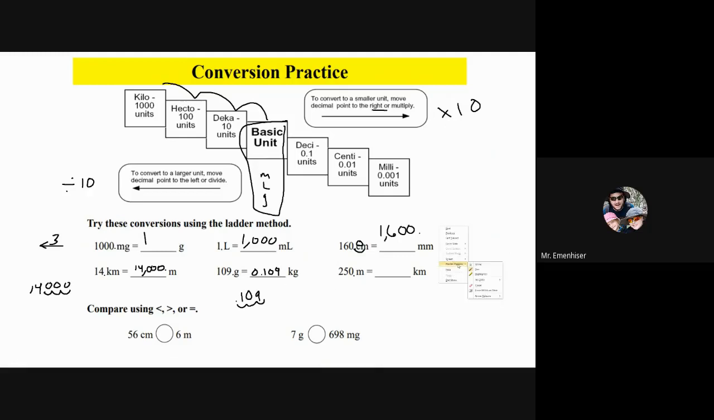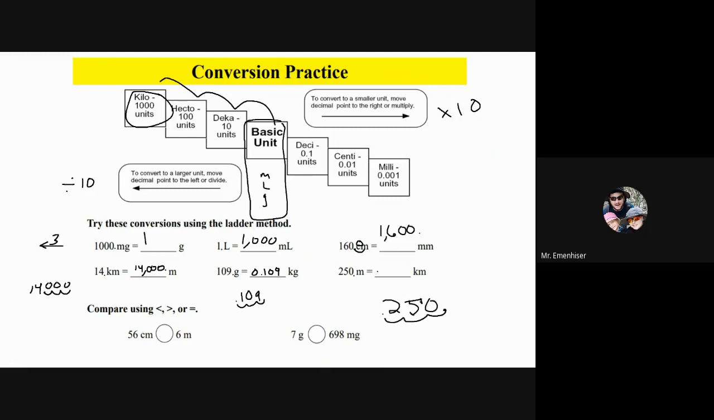250 meters. We're going to go from meters to kilometers. Here's meters. Remember, that's our base unit. And we're going to go to kilometers. So 1, 2, 3 to the left. So 250. Put a decimal there. We're going to move it 3 times to the left. 1, 2, 3. Decimal goes there. 0.25. And you can keep that 0 at the end if you want.